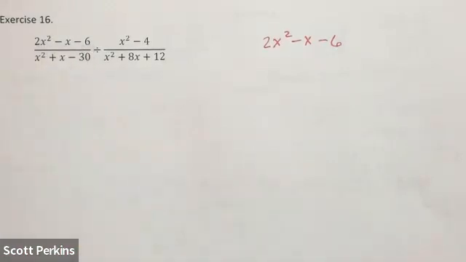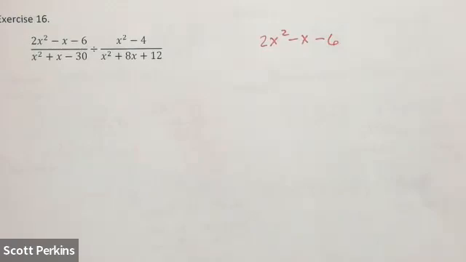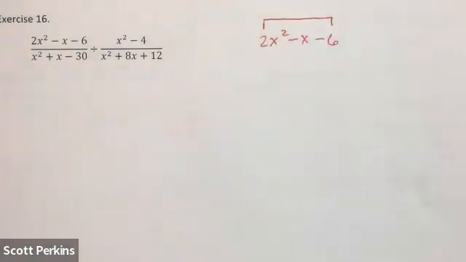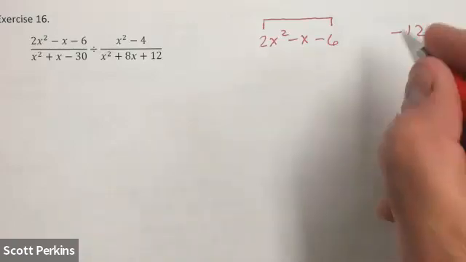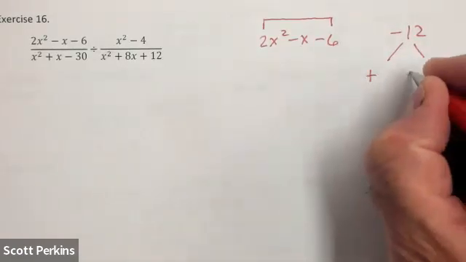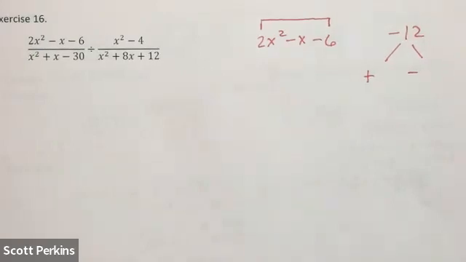So again, the way I showed you in class, there are other ways to do this, but the way I showed you in class is we're going to multiply this first number times the last number, the 2 times the negative 6. That gives us negative 12. Since the 12 is negative, that means I'm going to have a positive factor and a negative factor. That's how you get a negative number.